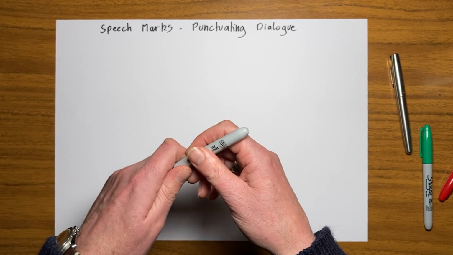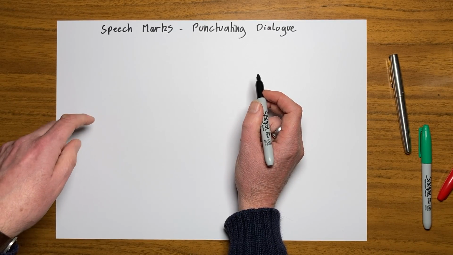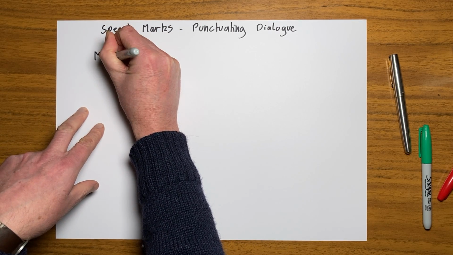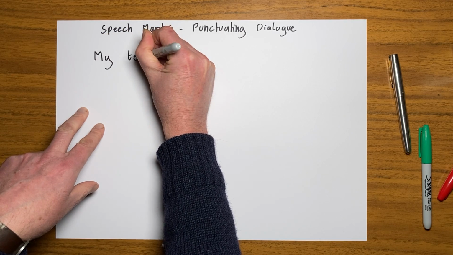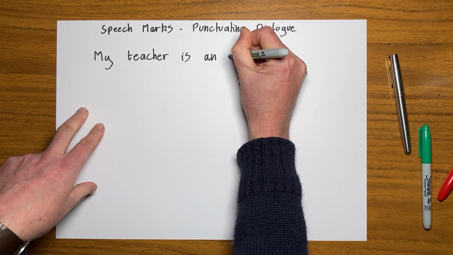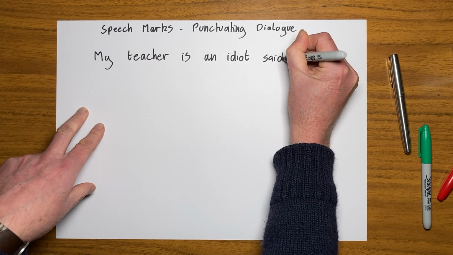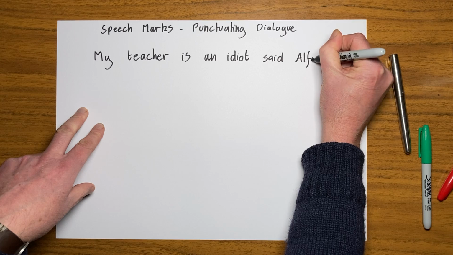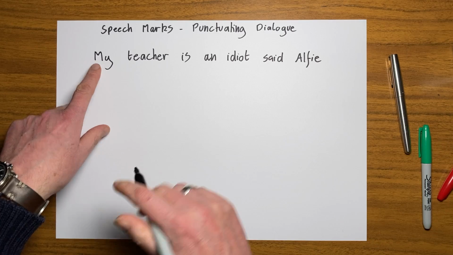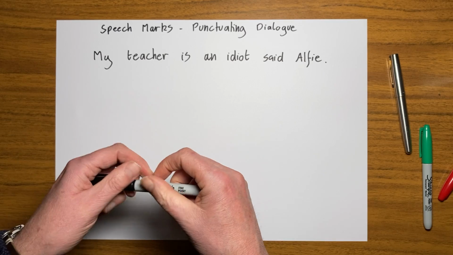So let's start off with a fairly straightforward sentence and we will punctuate it. So here we go. My teacher is an idiot, said Alfie. Now, I started off with a capital letter at the front of the sentence and I'm going to finish with a full stop. The first thing is which part of this is actually being said.